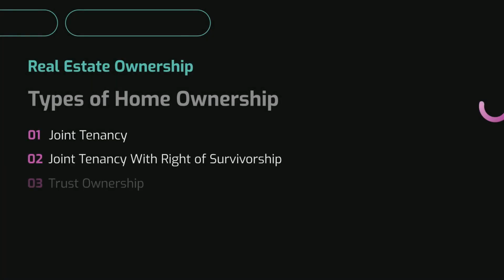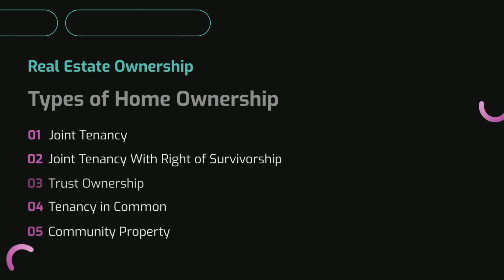5. Community property. In the case of community property, real estate is equally divided among a husband and wife, regardless of how the property is titled. In the event of divorce or death, the other partner gets or has a right to all the community property.